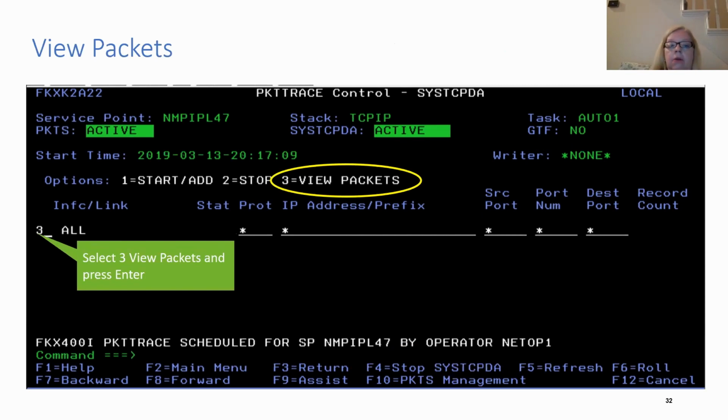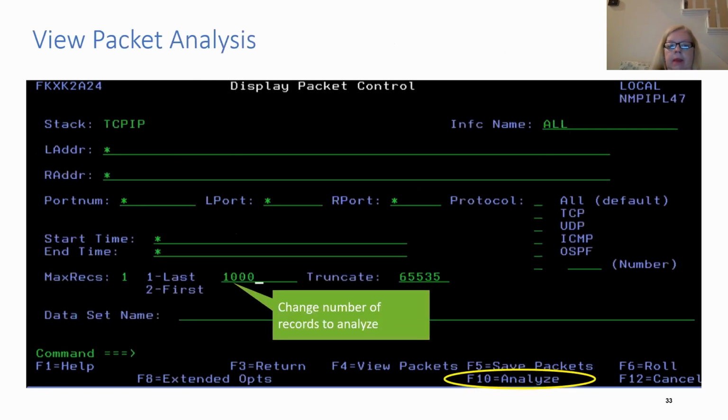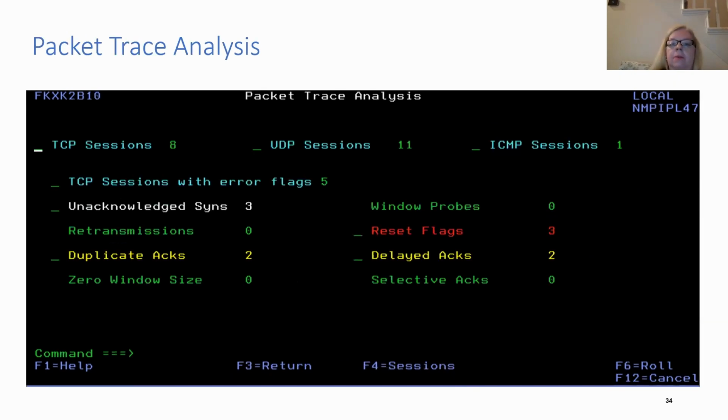So now let's go view the packets. You put a 3 in, and we're going to view the packets. You can change the number of packets that you want to analyze. If we hit PF10, we're going to analyze. And you can see from the packets that we analyzed that some of these are flagged as potential issues. Definitely the red is really issues. The yellow may not be, depending on what the connection is that's going on.